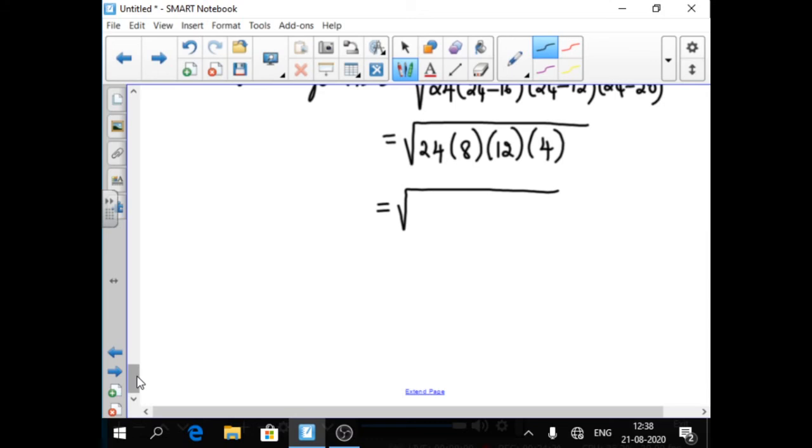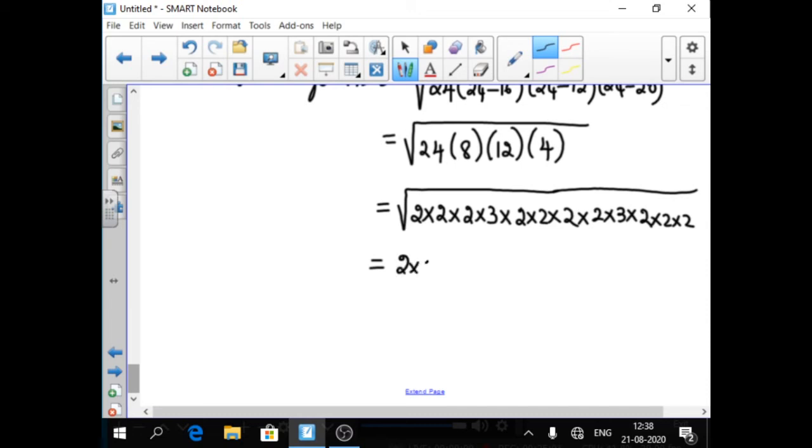ஓகேவா? ஸோ 24 எப்படி ஸ்ப்ளிட் பண்ணுவ? 2 2s are 4, 4 into 6 is 24, so again 2 into 3. Okay. Then 8, 2 into 2 into 2. Okay. Then 12, 2 into 3 into 2. Okay. Then 4 is equal to 2 into 2. Okay, that is equal to, how many 2s are there? 3, 6, 8, 10, so 5 2s are there, okay va? So 2 into 2 into 2 into 2 into 2.